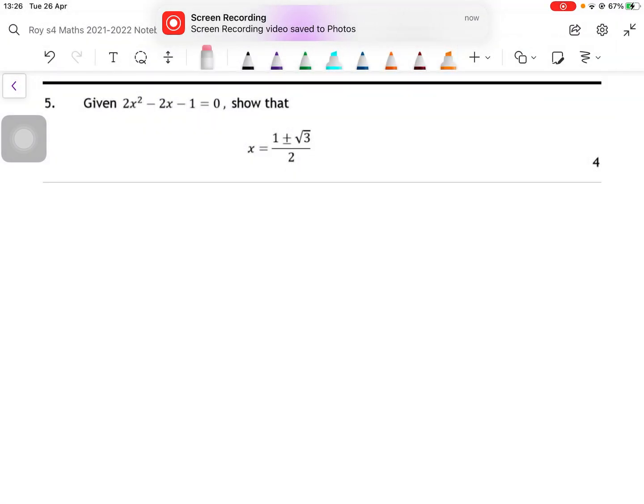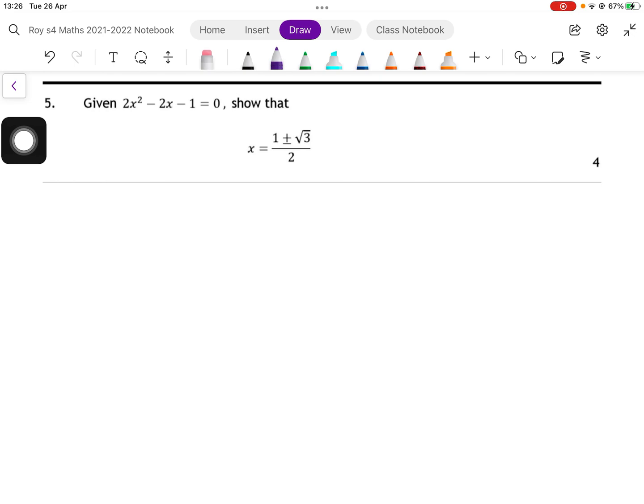Hi everyone, let's look at this National 5 past paper question. So, we have 2x squared minus 2x minus 1 equals 0. That's a quadratic equation. With quadratic equations, I can solve them by using the quadratic formula, or perhaps by factorizing, maybe using the AC method or difference of squares or common factors.